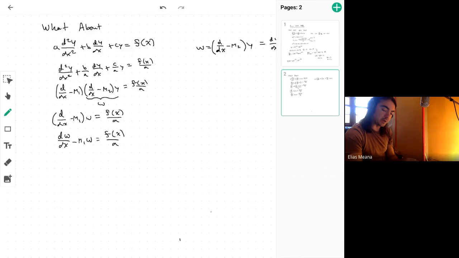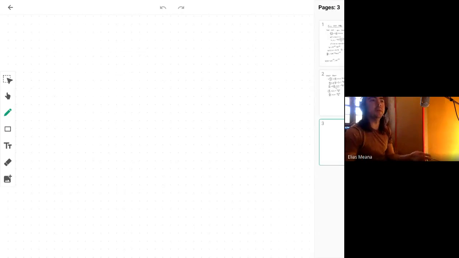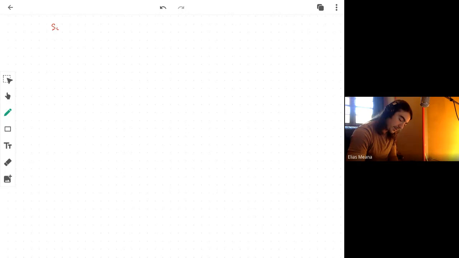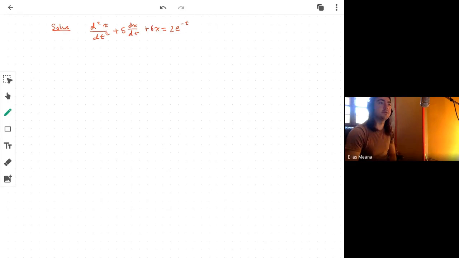So let's do a particular situation. Let's do the one that we were just doing, but with the non-homogeneous part thrown in there as well. So let's solve the differential equation. We won't worry about the initial conditions right now. d squared x dt squared plus 5 dx dt plus 6x equals 2e to the minus t. Okay, so this is the differential equation that we're trying to solve.